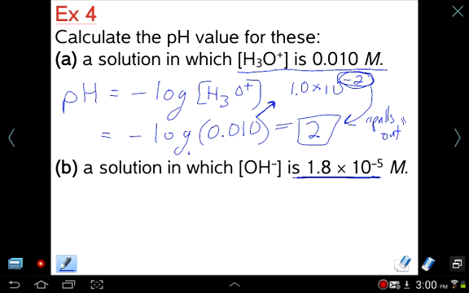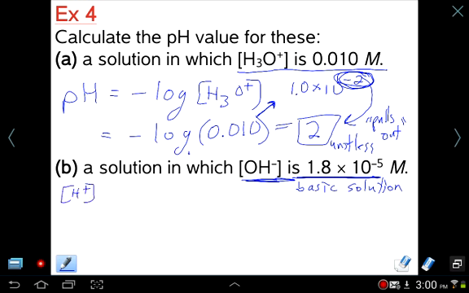By the way, pH has no units. pH is unitless, because it's really the power that is in that concentration. Now here we have an OH minus concentration. This is going to be a basic solution. So here we have to do a little more work. So first, why don't we try to find the H plus concentration?